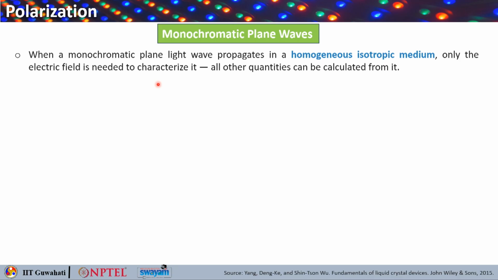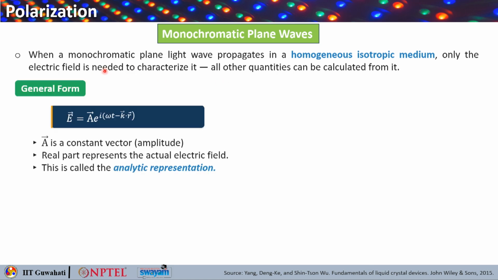So if you know E in a homogeneous isotropic medium, you can calculate D, H, B, everything can be calculated from this E. So what is the general form of this plane wave? We have earlier seen the wave equation, and this is the form in which you can assume the electric field to be, so that the wave equation is satisfied.